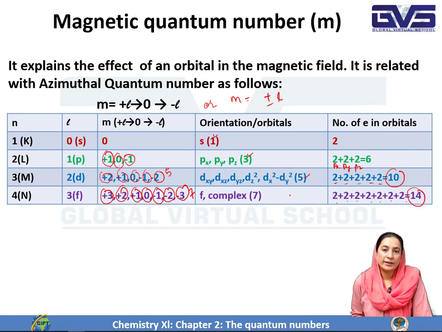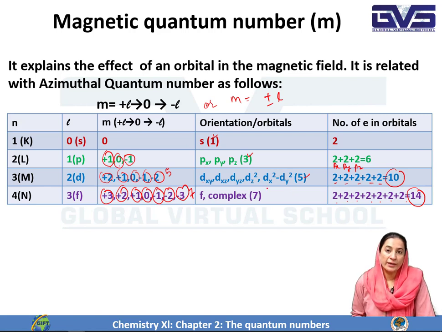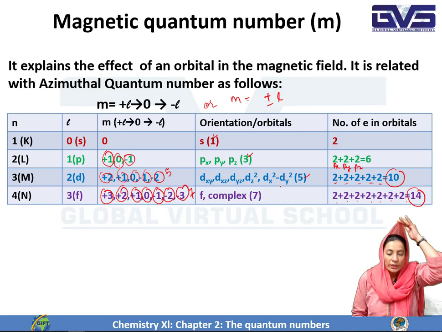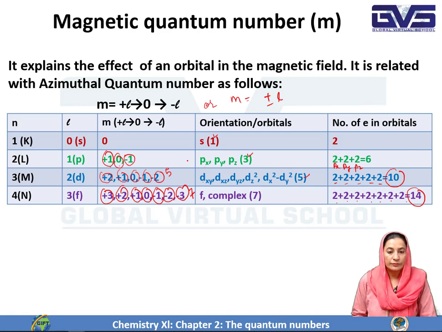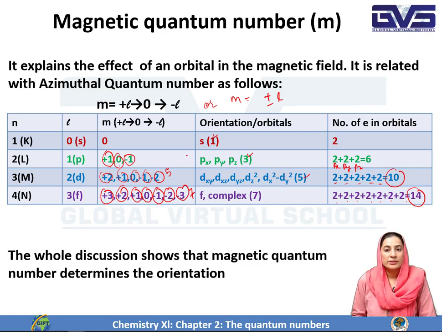And each orbital, remember again, each orbital has maximum 2 electrons. So in this way you can calculate the number of electrons in orbitals and the number of electrons in the subshell, and you can find the orientation of these orbitals in space. And the whole discussion shows that the magnetic quantum number actually determines the orientation of the electrons in space.